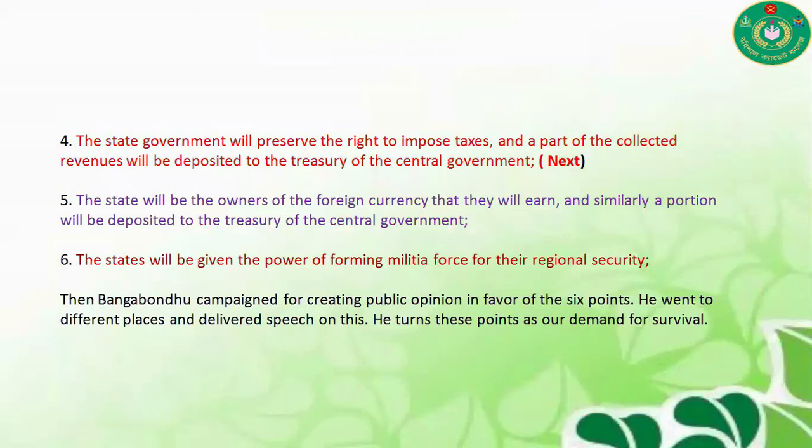Point number 5: the states will be the owners of the foreign currency that they earn, and similarly, a portion will be deposited to the treasury of the central government.